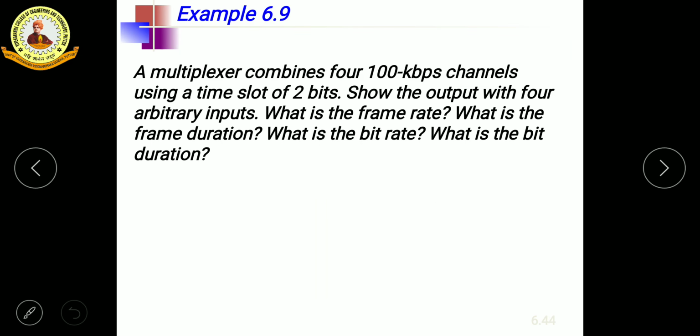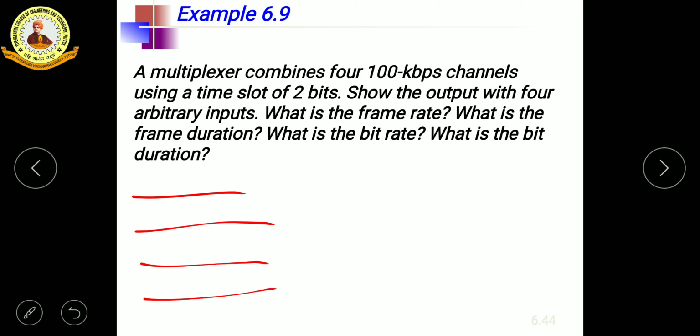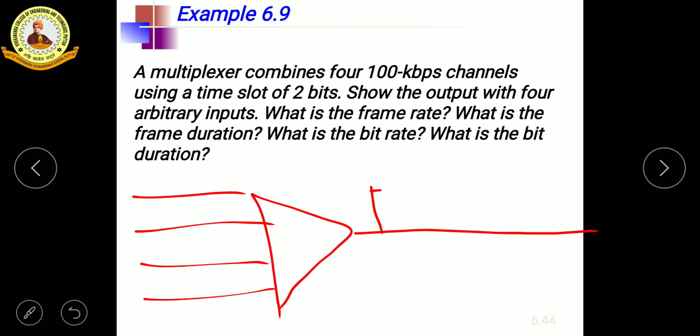Then example 6.9: a multiplexer combines four 100 kbps channels using a time slot of 2 bits. Read this question. This is different from our previous 3 to 4 questions. Here we have how many sources? 4 sources, and we have a mux, using time slots of 2 bits. So here we have a frame. How many slots should be there in a frame? 4 slots, because we have 4 sources.